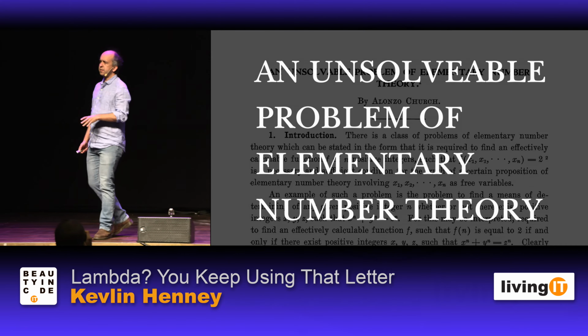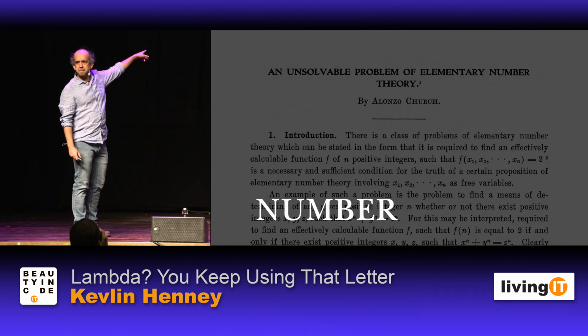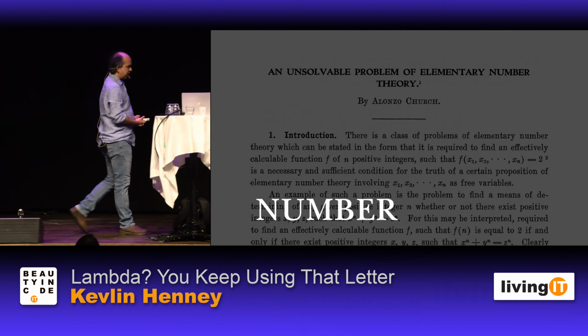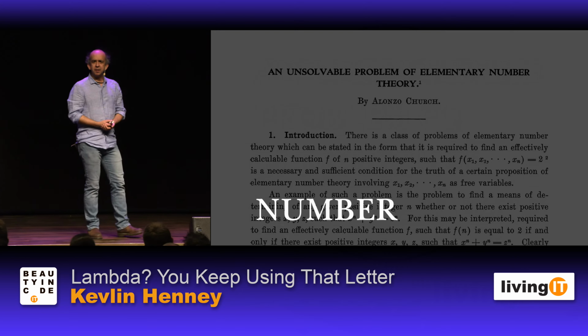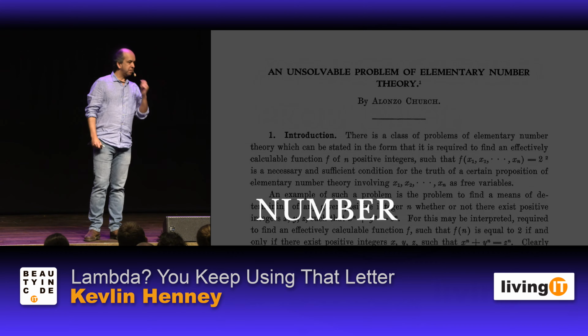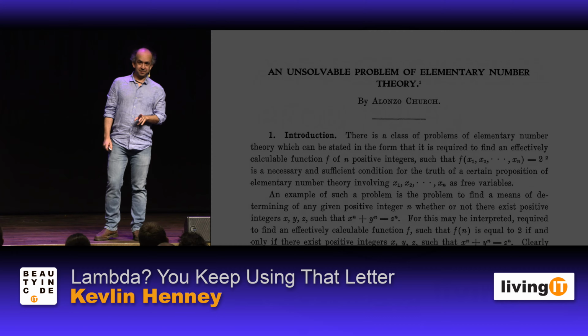The thing that's problematic is numbers. Because Church was trying to explore how numbers worked, and it turns out the numbers are a bit too messy. So basically, he said, no, we're going to get rid of numbers. We're going to have no numbers. In fact, I'm going to invent numbers.